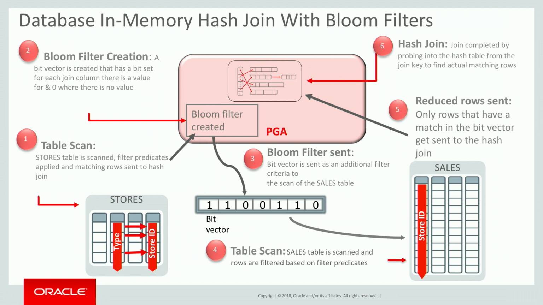And we can actually use that Bloom filter. In a normal hash join, we'd scan the larger table and look at the hash table in the PGA and see, do we have a match? Do we have a match? And if we do, we'll pick up the payload columns.